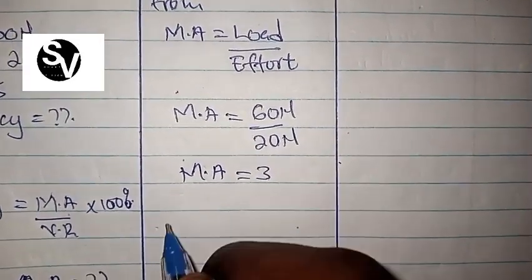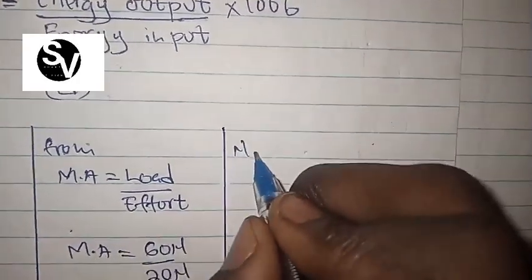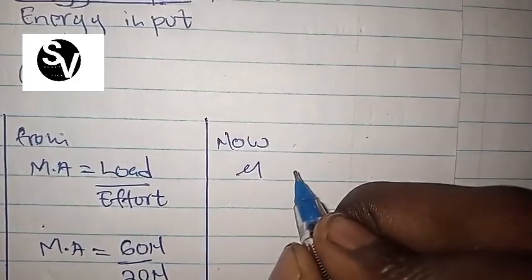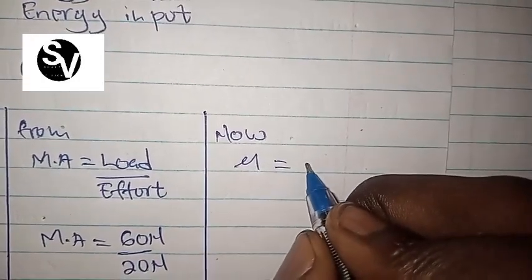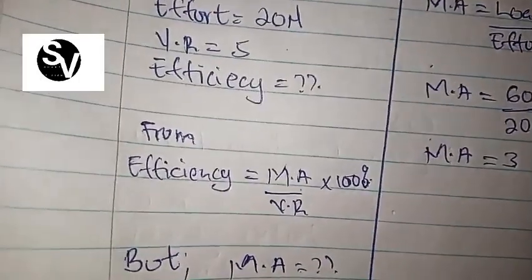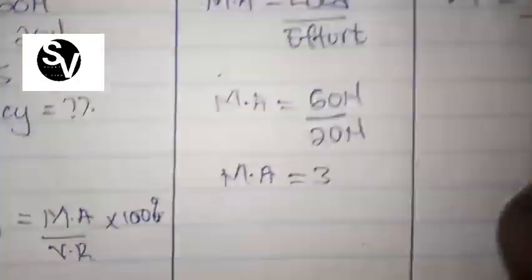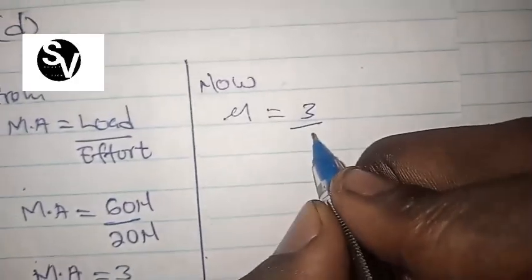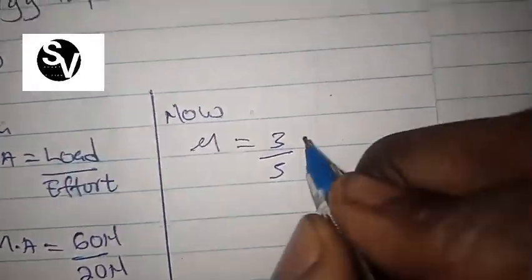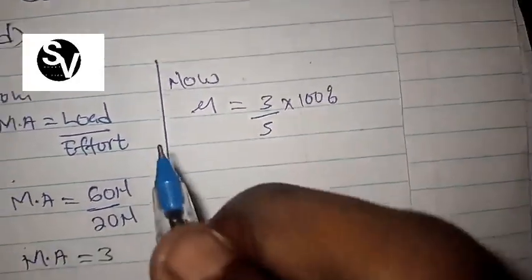Now let us look at efficiency from the formula. We can say efficiency, we can use that formula. If you don't have time to write the whole word, efficiency will be mechanical advantage from this formula that we stated. Mechanical advantage is going to be 3 over velocity ratio, which is going to be 5, just like we stated there, and we multiply with 100, but it's going to be in percentages.